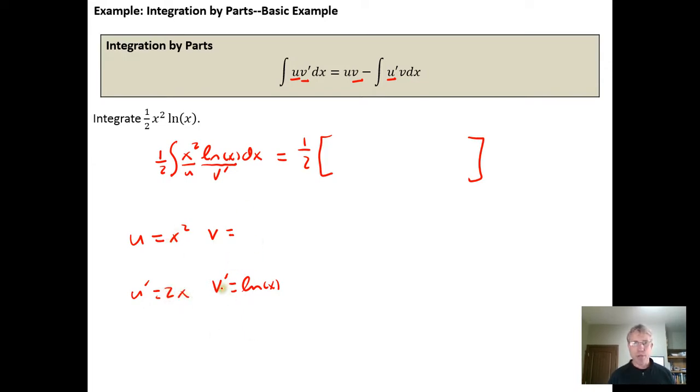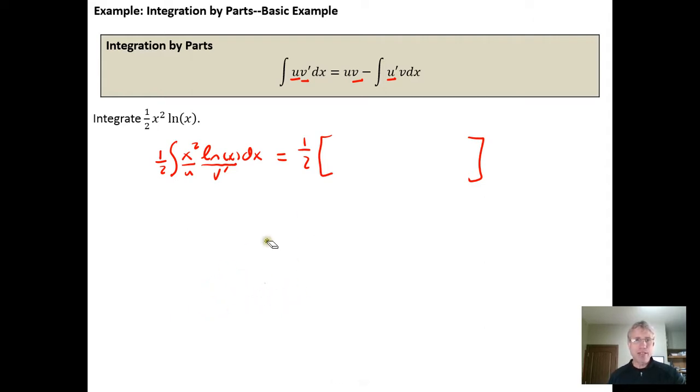And then for v prime, to get v, we would have to integrate v prime, integrate the derivative to get the original function back. So we would need to integrate the natural log of x dx. And the issue here is, if I recall correctly, we haven't integrated the natural log of x yet. This isn't something that I think we've had to do. So we wouldn't know how to get this integral. If we did, we might find out that the integral actually leads us in a circular path and doesn't get us where we need to be. So that would be a dead end.